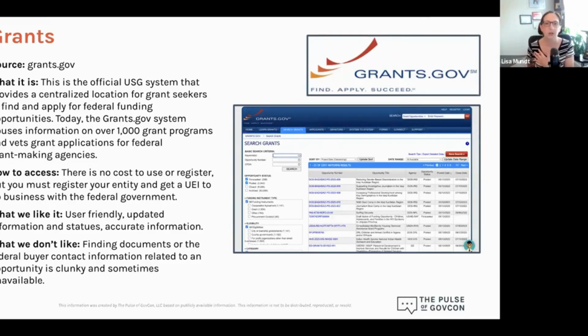Grants.gov is still a great location for you to find market intelligence about types of opportunities in the market. So right now, today, the system houses information on over 1,000 grant programs and vets grant applications for federal grant-making agencies. This is the centralized system for grant seekers.